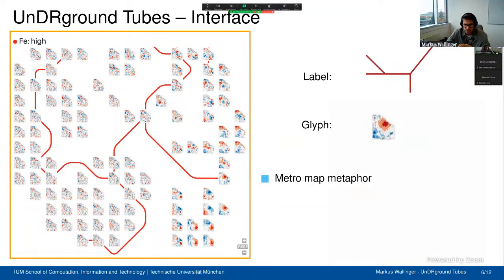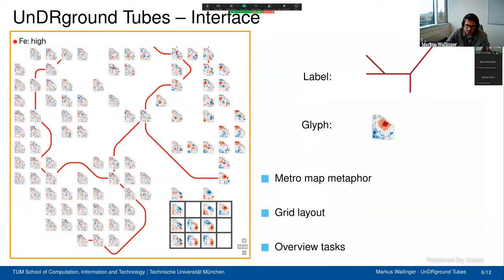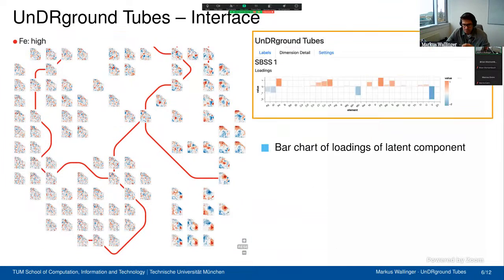So we want to express each label as a line or a tree that connects all the components that have the specific label assigned. We also need to map the glyphs onto grid positions because we need space later to route the labels, and this view can essentially be used for overview tasks. So then if the analyst clicks on a specific glyph, it brings you to the detailed view.